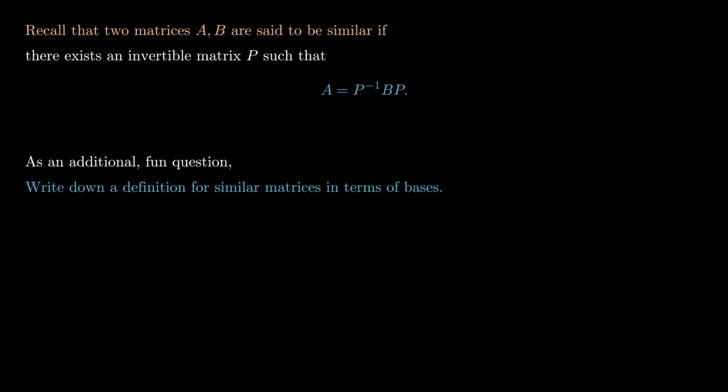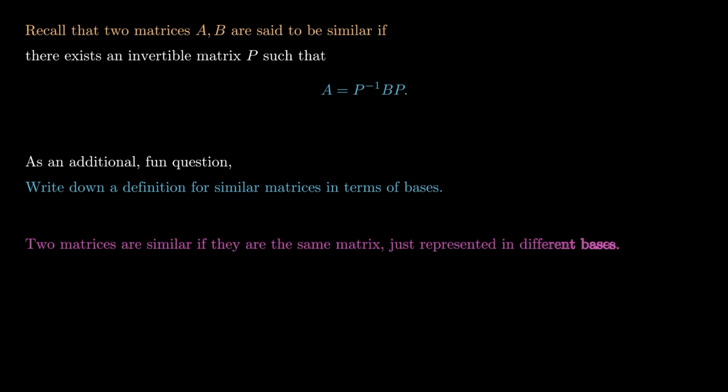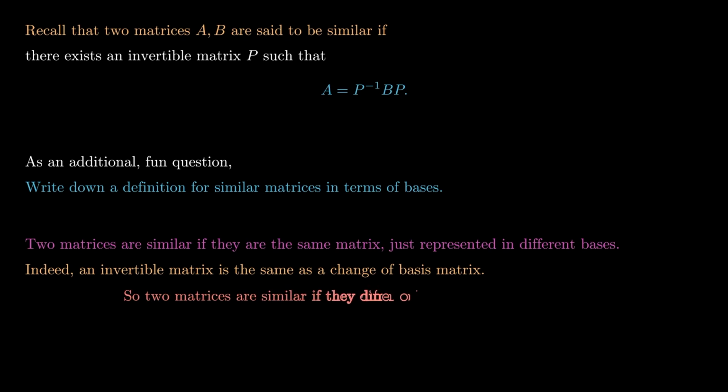Now what I mean by this is that two matrices are similar if they are the same matrix, just represented in different bases. I remember when I was an undergraduate, this one sentence was so enlightening. It took me so long to realize exactly what a change of basis matrix was, what similar matrices were, and what all this eigenvalue nonsense was about. Now, an invertible matrix as well, that's just a change of basis matrix. So two matrices are similar if they differ only by a choice of grid. And that's exactly what a choice of basis is.